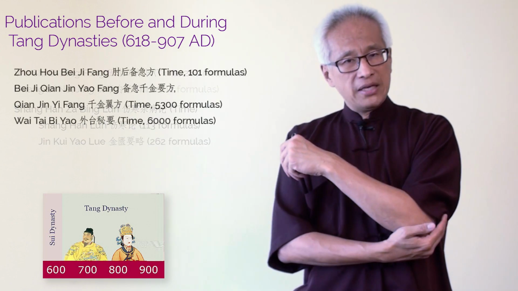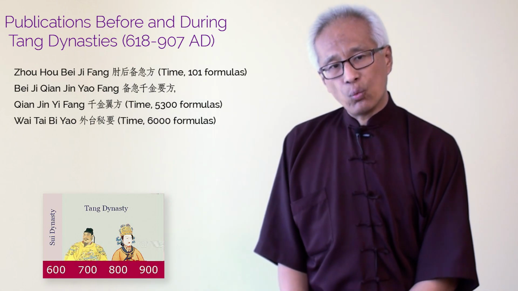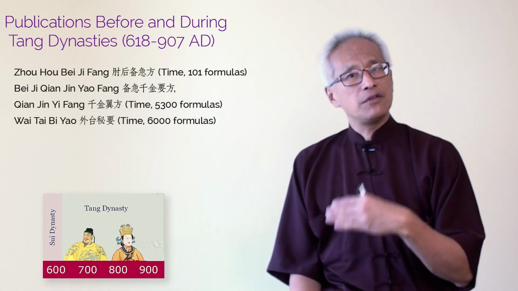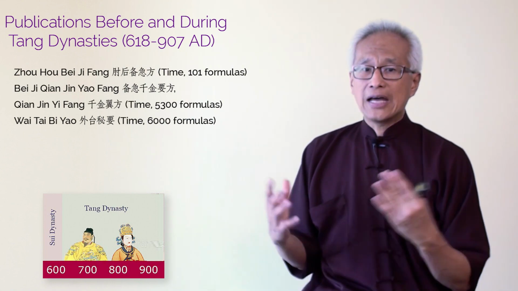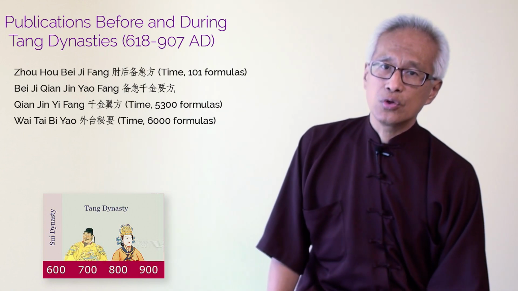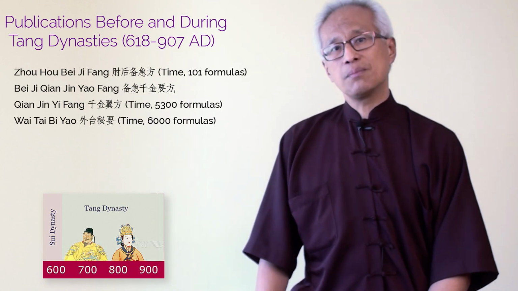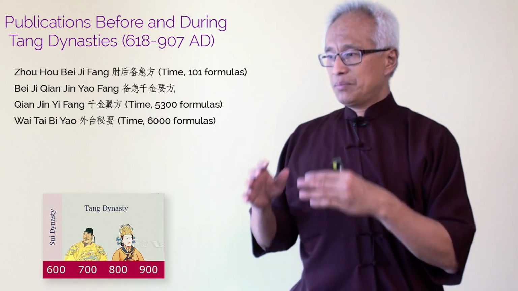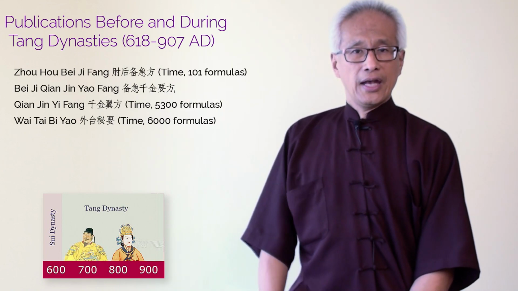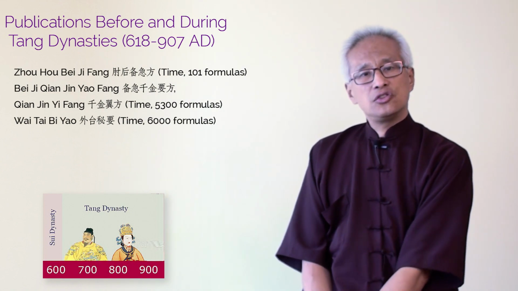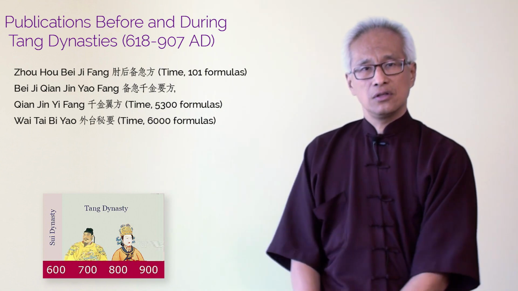Zhou Hou Beiji Fang is written by Hong, which we'll talk about in a moment, has 101 formulas. And then you have the Beiji Qianjing Yao Fang and Beiji Qianjing Yi Fang. That is total combined about 5,300 formulas. It's a profound amount of formulas. By this point, it's becoming more of a reference book, but it's still a very important book to study. And Wai Tai Bi Yao, it's another giant book, and that includes about 6,000 formulas.